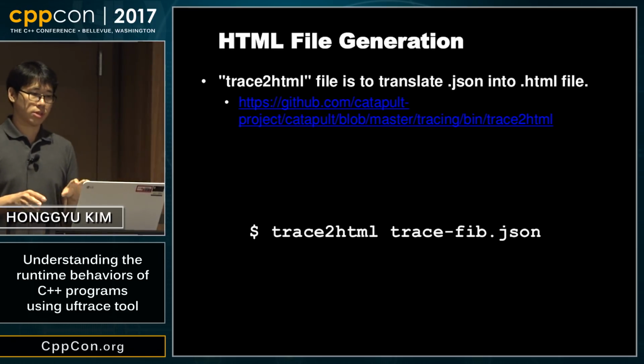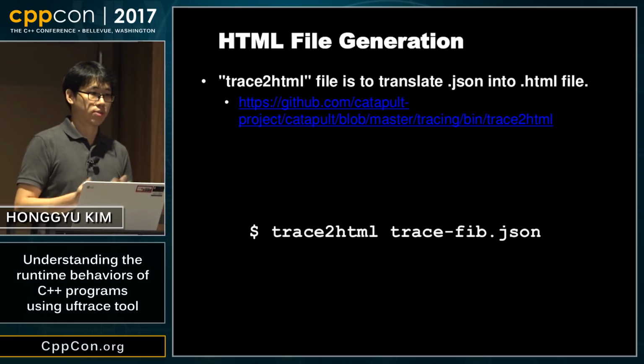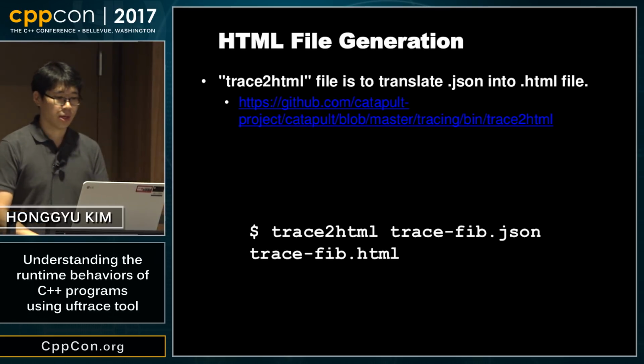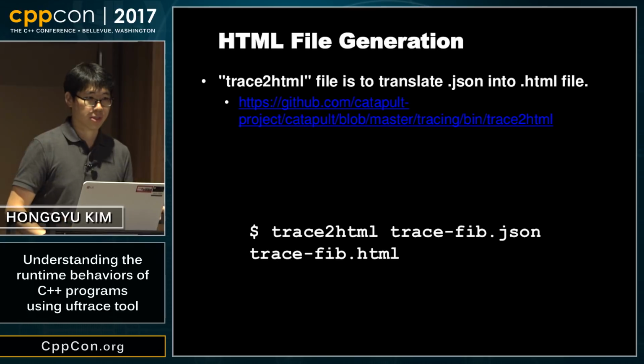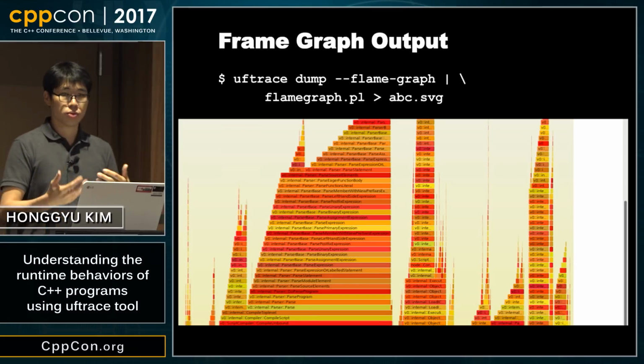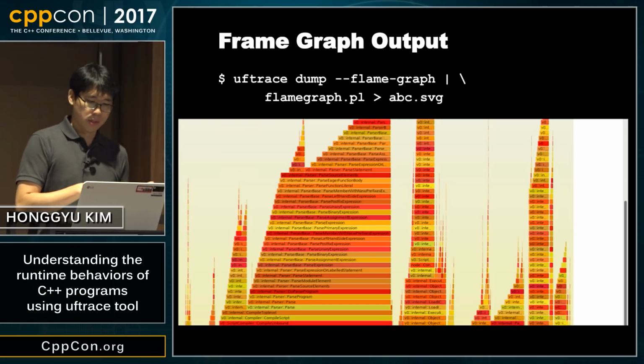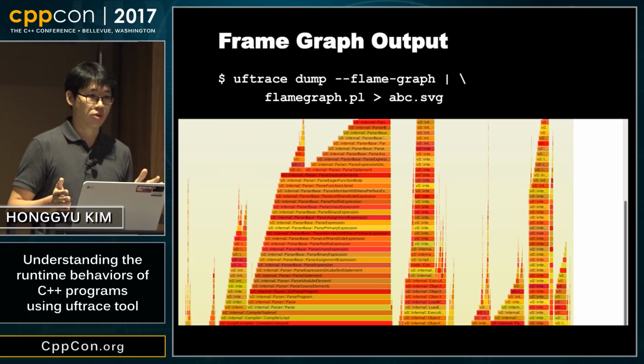Some people can just load it as a JSON format, but the better way to use it is to translate it into an HTML file. You can go to this site and download it, and then you can convert the JSON format to the HTML file this way. Then you can upload it to a website, and it's a lot easier to read. Or once you record it, you can make a flamegraph output as well, this way. This is different from the Chrome tracing viewer. This is not timeline based, this is just aggregated data.